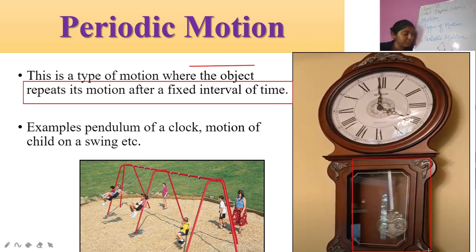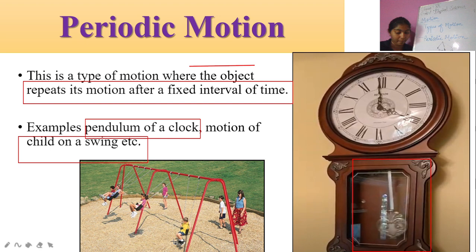Okay, so we can say that examples are the pendulum of a clock and the motion of a child on a swing. So this is also an example where you experience periodic motion. Okay, students, these are a few examples of periodic motion. Please remember the important point: those types of motion which repeat after a fixed interval of time, that means a certain period of time, after which the pendulum goes back to the first position.